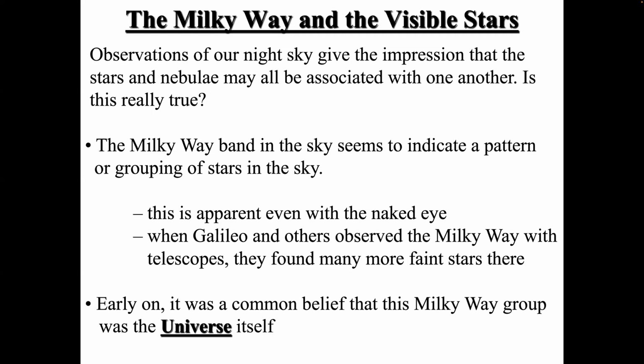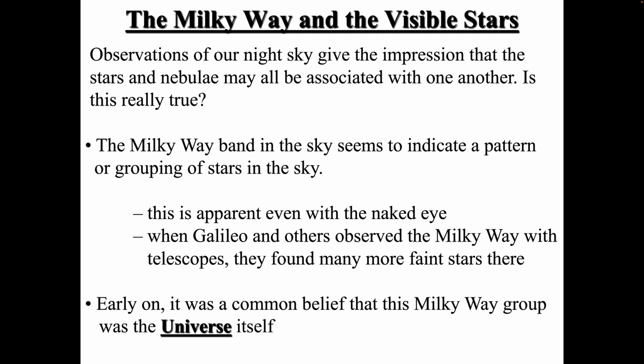Now, if you look at the Milky Way band in the sky, it seems to indicate a pattern of grouping of stars in the sky. So if you look at the Milky Way, you will see that there are groups of stars here and there, right? Which is apparent even to the naked eye. If you go to a dark area in the sky and look at this Milky Way band, you will identify that there are groups of stars at different places on this Milky Way band, right?